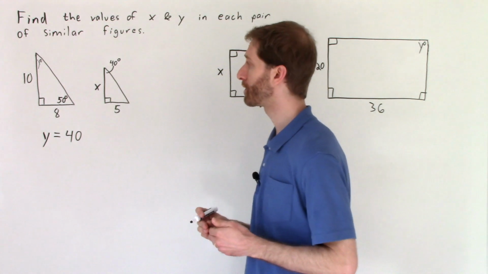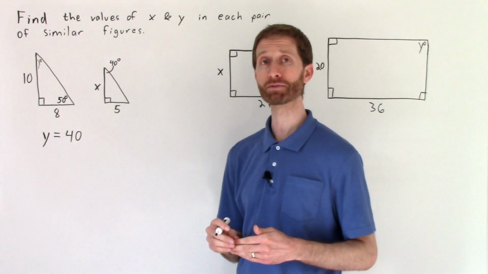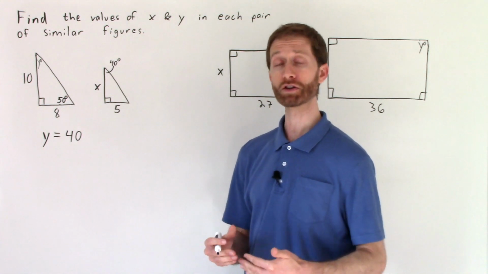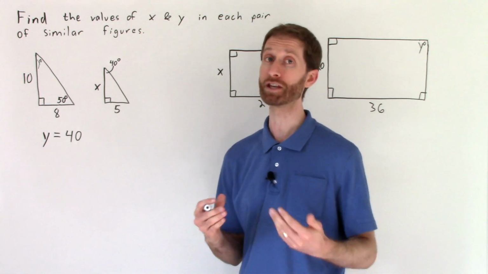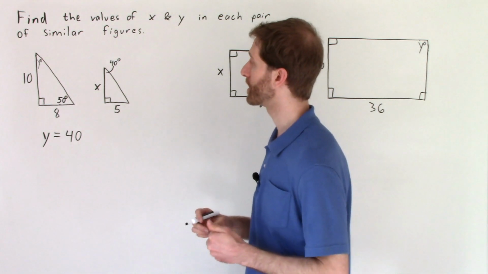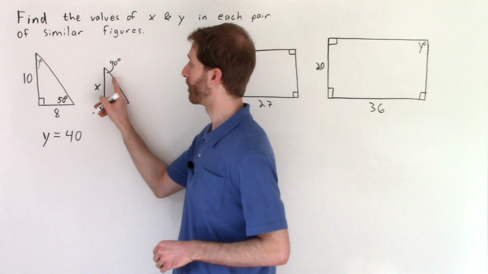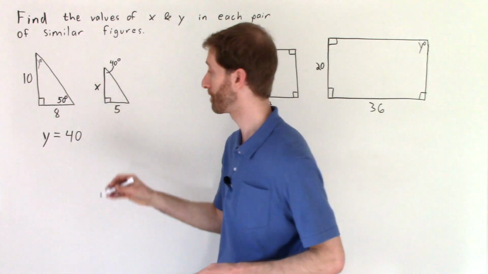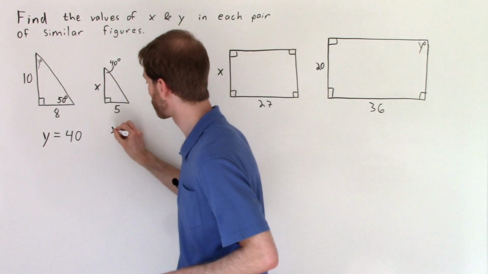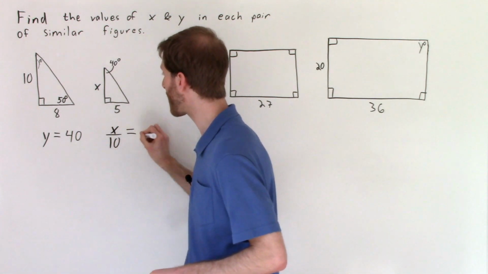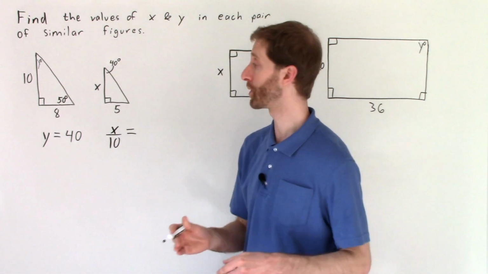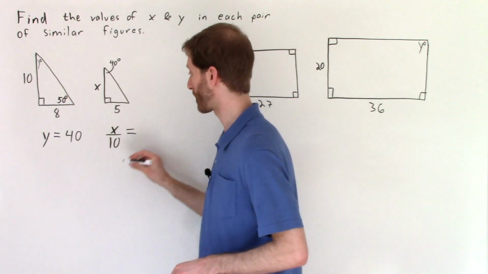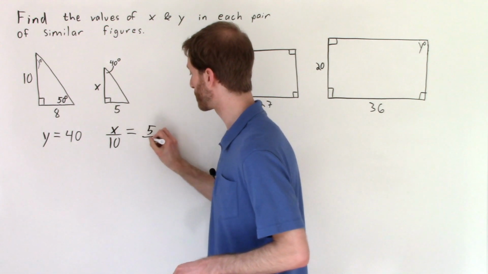Now, moving a little bit further, how do we find that value of x? Well, as we noted in earlier videos, similar figures have corresponding sides that have equal ratios. What that means is, if I take the ratio of this side length right here to the corresponding side length of 10, which would be x over 10, then that ratio will be the same as the ratio between the smaller triangle's other side and the larger triangle's other side, which is 5 to 8.